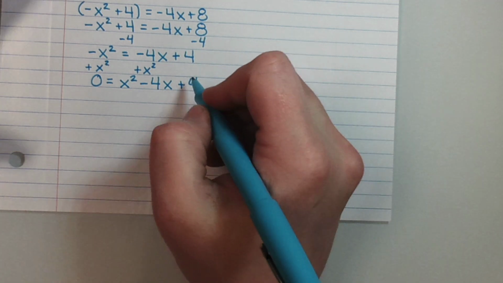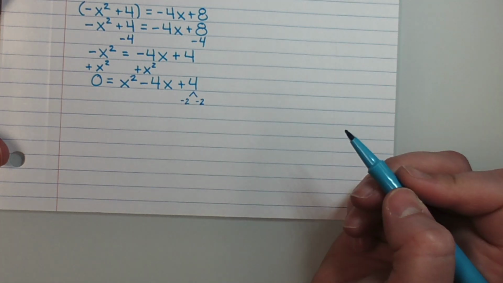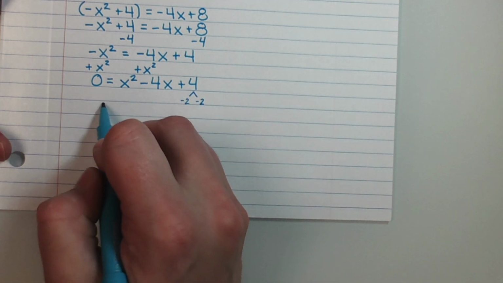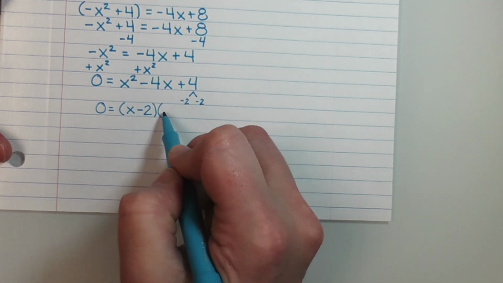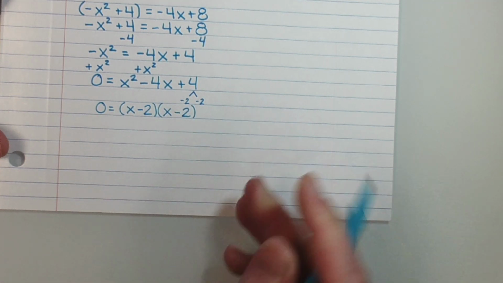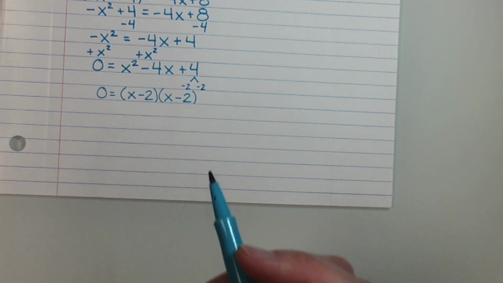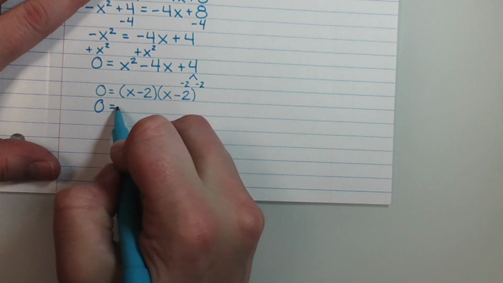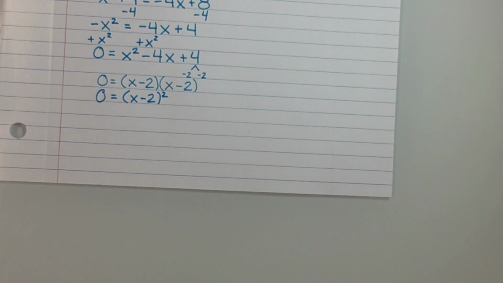Negative 2, negative 2. Wait a second. They're the same number. We've seen that before, right? x minus 2 equals 0, or more commonly we write it as x minus 2 squared. Hey, this one was set up for completing the square.